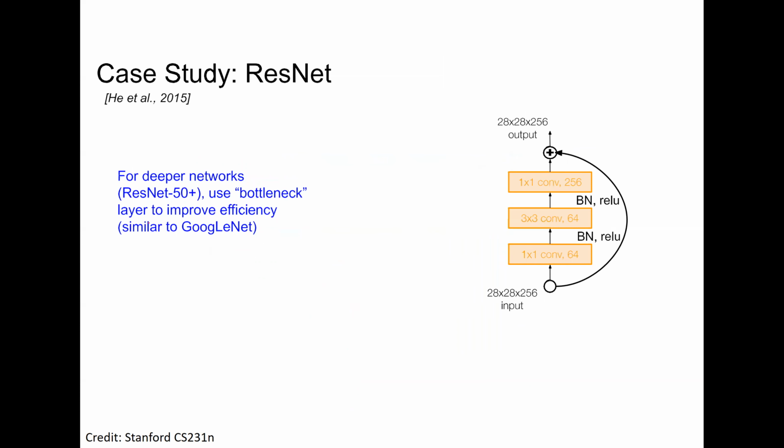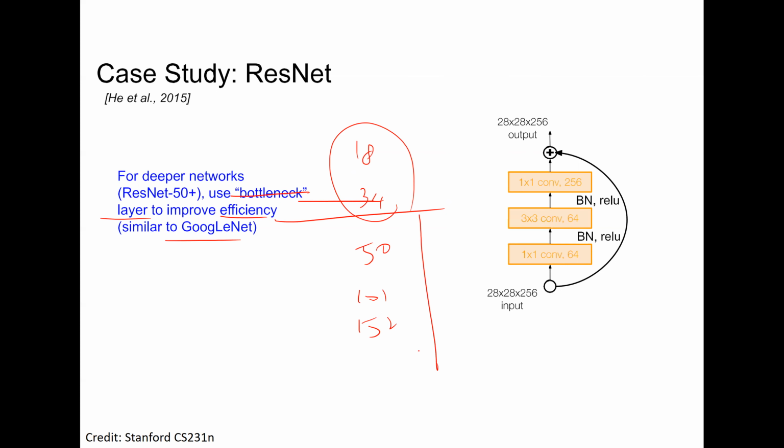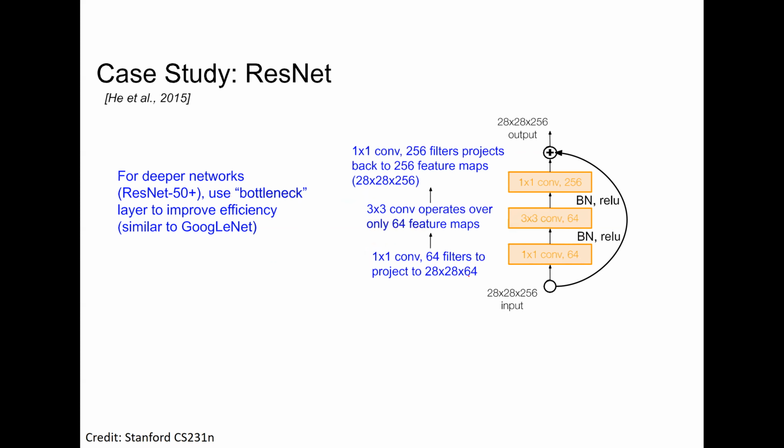And for deeper networks, it uses a bottleneck layer to improve efficiency, similar to GoogleNet. I told you that there are different versions of ResNet. ResNet 18 and 34 do not use the bottleneck architecture. However, the other three architectures use this bottleneck scheme. So for the input, it first reduces the number of filter channels, then performs a 3x3 convolution, and then recovers the number of channels. Right, like this.